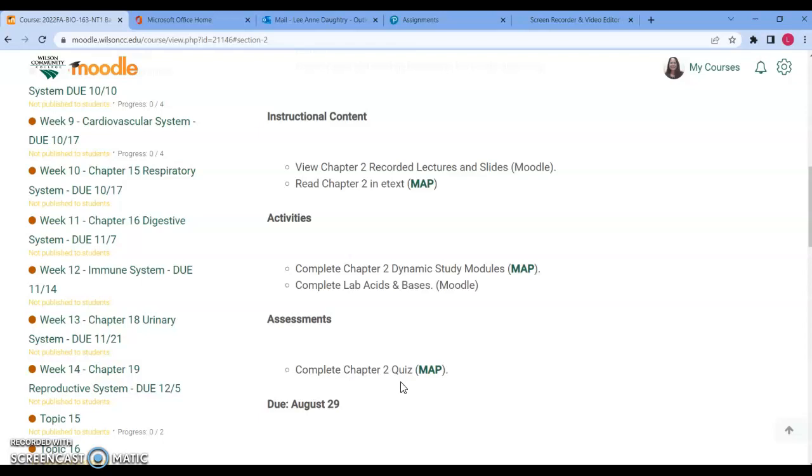The only thing that you might have in addition that would be graded would be a lecture exam or a lab practical exam. So that covers what is due that's graded, but I also encourage you to complete the other activities even that are not graded because those activities are designed to help you learn the material.